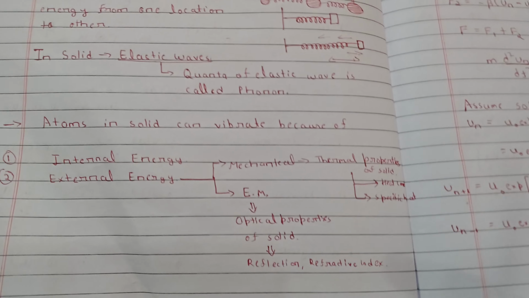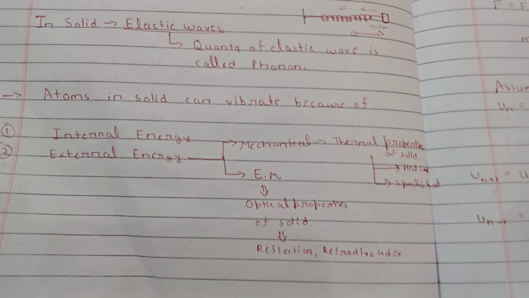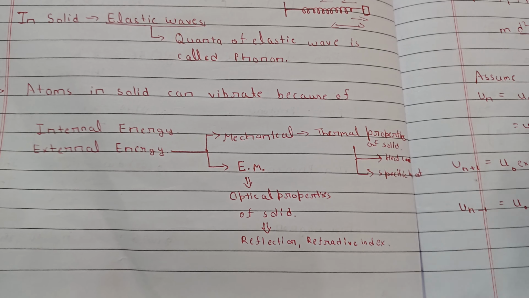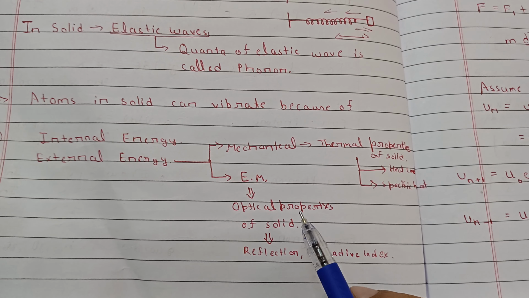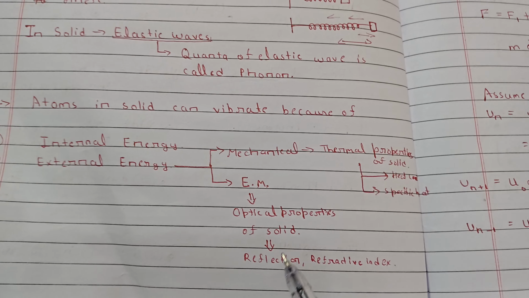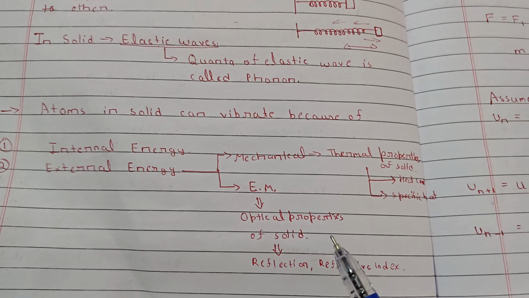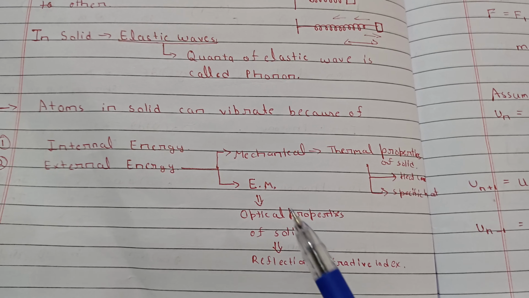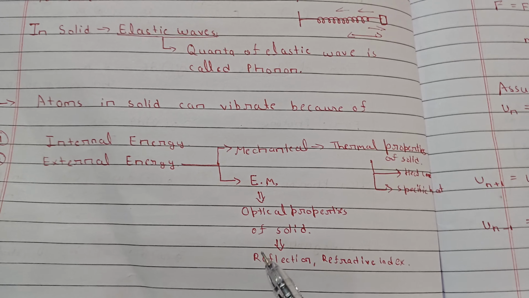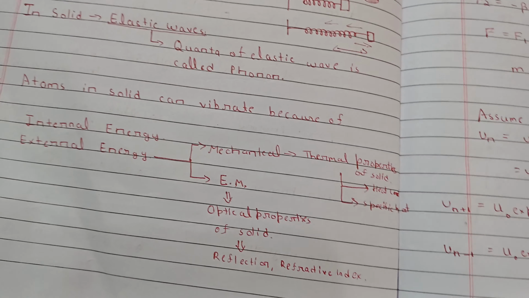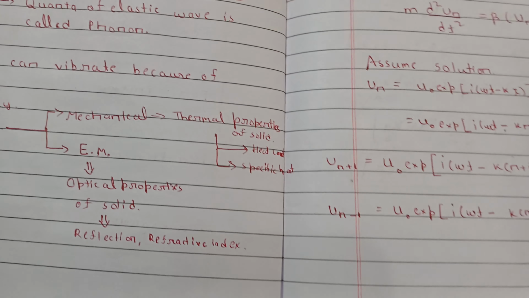But it is possible to make them vibrate by EM waves also. And then we see that that will affect the optical properties of the solid. And what are the optical properties? These are nothing but reflection, refraction, refractive index. They will be affected if you apply an EM wave and the atoms start oscillating inside the solid. If you get the idea of these vibrations, you will know more about how it's happening. We are getting one step closer.